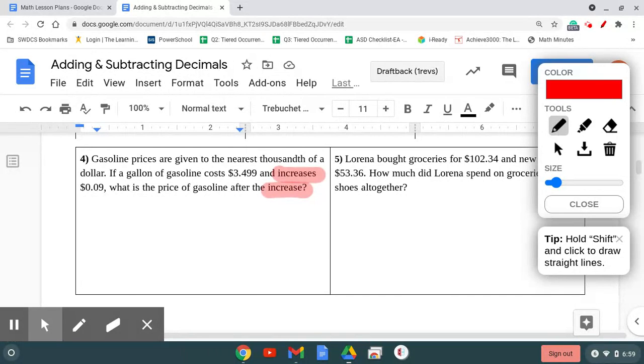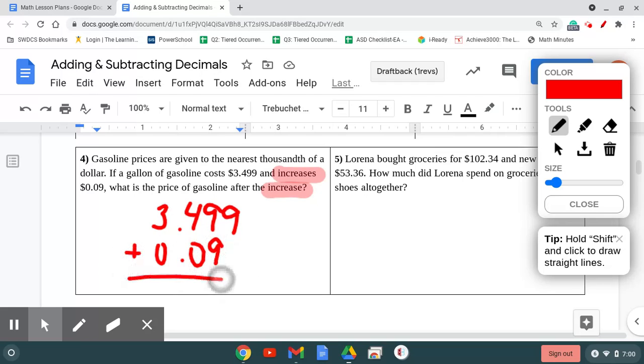All right, so let's write the first value, 3.499. And it increases 9 cents. So we need to add up our place values. So we're going to put the ones under the ones, 0, line up your decimal, 0.09. Okay, again, we don't have the same number of digits. Our 3 and 0s lined up, 4 and 0, 9 and 9. This last 9 has no number, so we need to add a 0.